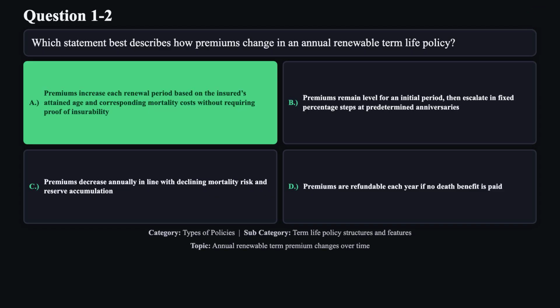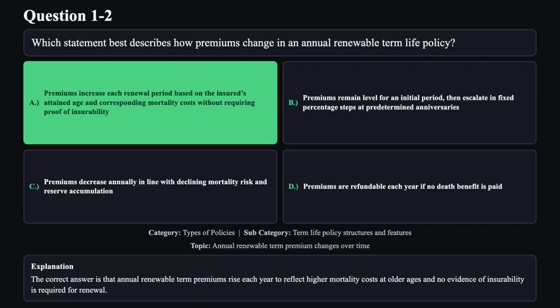The correct answer is A. The correct answer is that annual renewable term premiums rise each year to reflect higher mortality costs at older ages, and no evidence of insurability is required for renewal.